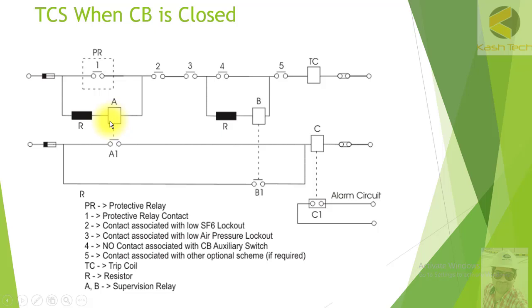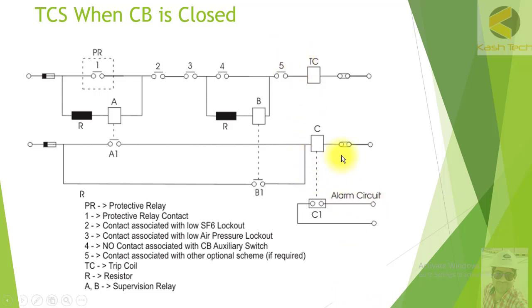So when this relay is picked up, A1 is, you can see, closed, and it will energize this coil C. So when coil C is energized, this is normally closed contact, this will become open. So you can see this, that there will be no alarm, and this is the healthy condition.